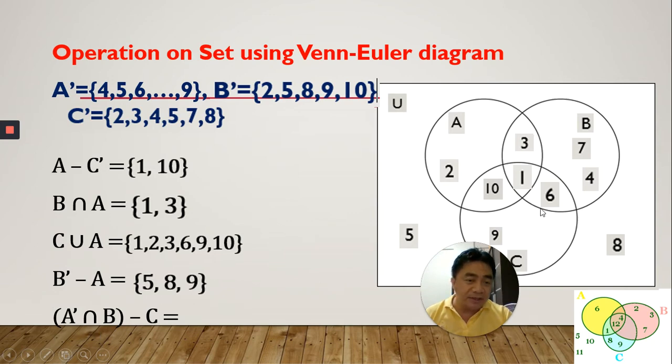Now A prime is this. Okay? A prime is this. And intersect with B, we have 6, 7, and 4. Okay? Because A prime again, all of this element outside A: 7, 4, 6, 9, 5, and 8. These are A prime. Now intersect with B.